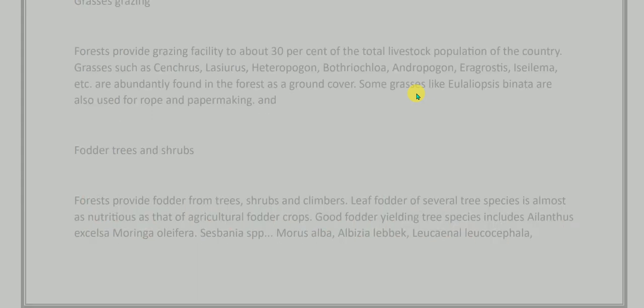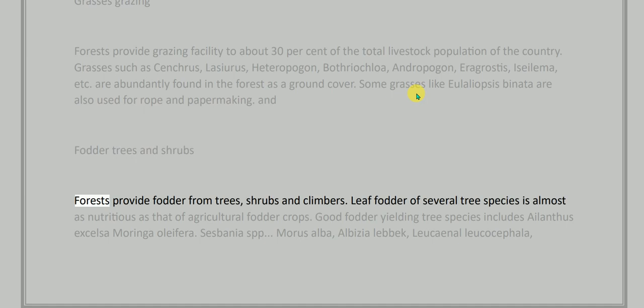Grasses. Grazing forests provide grazing facility to about 30% of the total livestock population of the country. Grasses such as Cenchrus, Lasiurus, Heteropogon, Bothriochloa, Andropogon, Eragrostis, Ischaemum, etc. are abundantly found in the forest as a ground cover. Some grasses like Eulaliopsis binata are also used for rope and paper making.